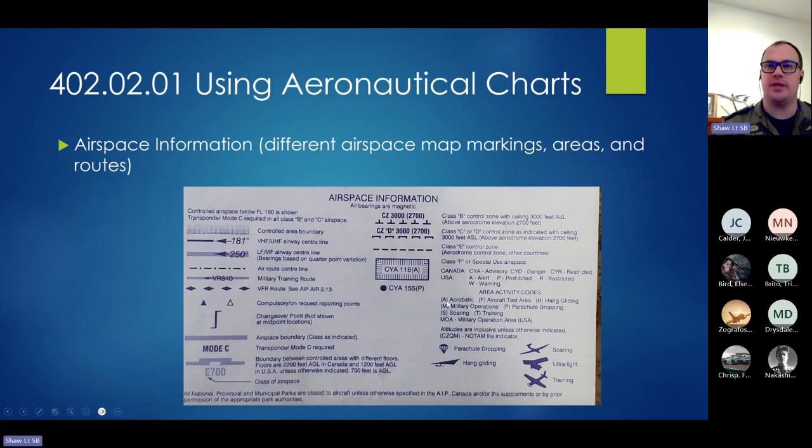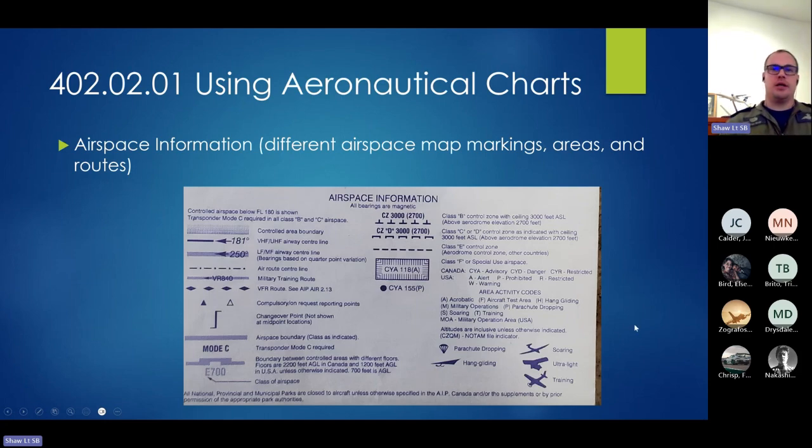And then area activity codes. So we have CYA 118. CYA, remember, is advisory. 118 is the number. And then A, we can see here that there's acrobatics. So it looks like there's aerobatics going on inside that airspace. Flight tests, hang gliding, we've got military, parachute, soaring, training. And then we've got a few different ones, so hang gliding, ultralight, things like that. So you guys have all been able to see that.